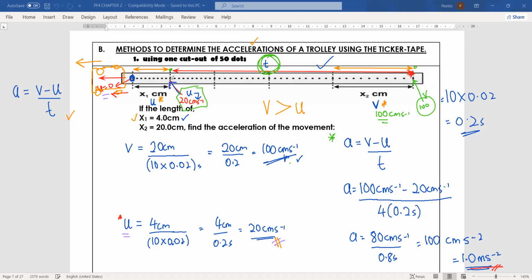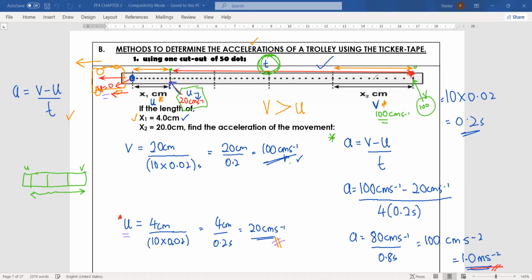initial velocity. So always, if you are using ticker tape, let's say, for example, you have 1, 2, 3, and 4 parts. This is the initial velocity and the final velocity. So for the time you only take the last 3. So if you've got 4 parts, take 3. If you've got 5 parts here, only take 4.